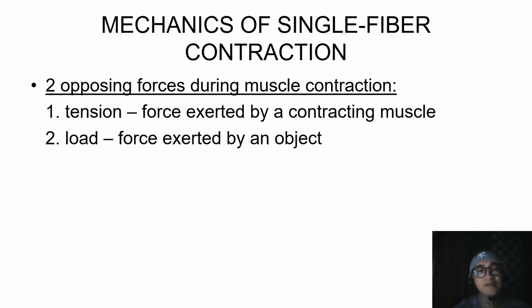In the mechanics of single fiber contraction, there are two opposing forces. The force exerted by a contracting muscle on an object is known as muscle tension, and the force exerted by an object on the muscle, usually its weight, is the load. Muscle tension and load are opposing forces. Whether a fiber shortens depends on the relative magnitudes of the tension and the load. For muscle fibers to shorten and thereby move a load, muscle tension must be greater than the opposing load.